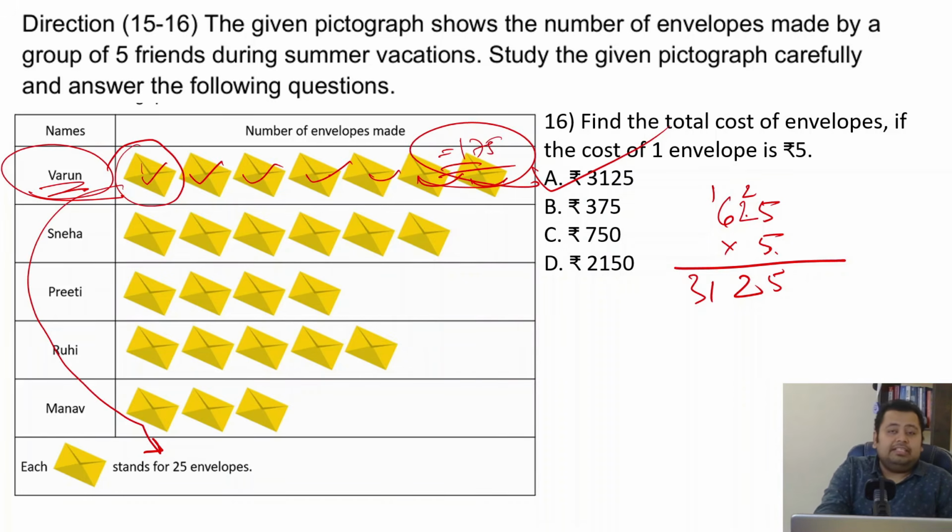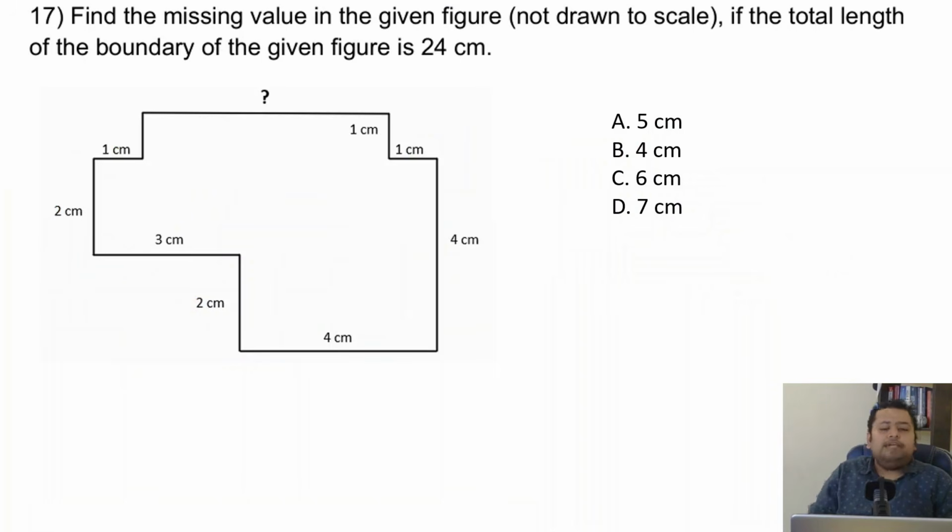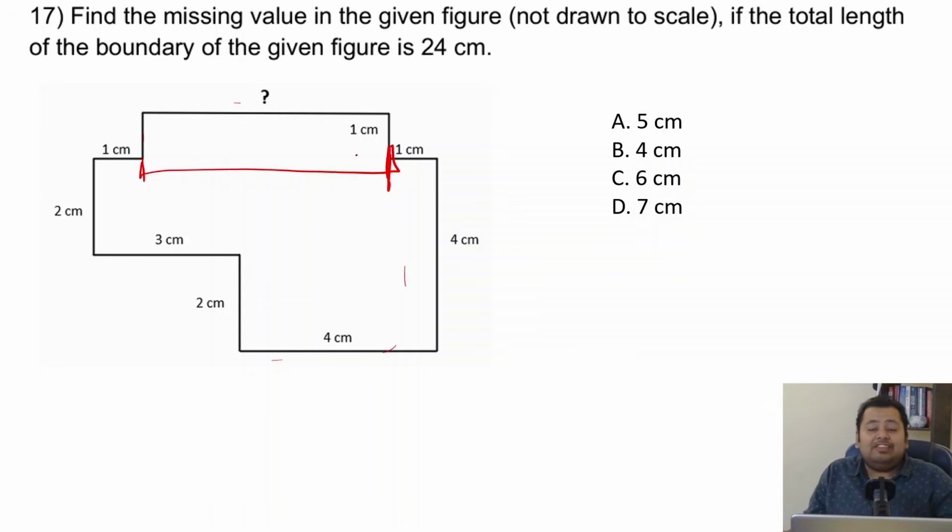Let's now move to question number 17. Find the missing value in the given figure if the total length of the boundary of the given figure is 24 centimeter. So this overall is 24 centimeter, and you have to find out what this value is. Just pause it, think through, and then we look at the solution. I hope you got this one correct. The correct answer here is A, 5 centimeter.